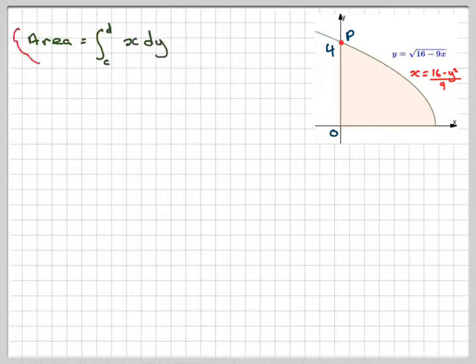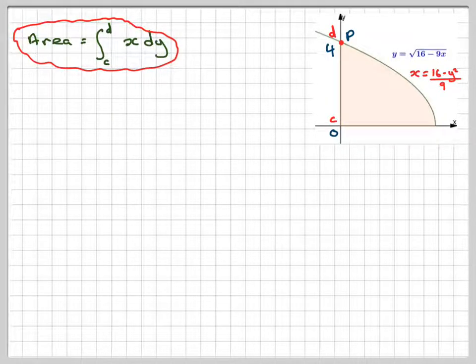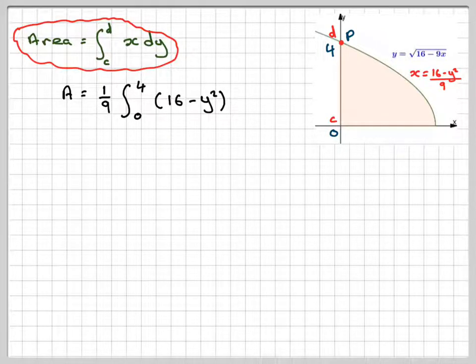Right, so using this idea that the area is equal to the integral from c to d of x dy, and we now have x as 16 minus y squared over 9. Now to deal with the 9, we can take it out of the integral sign, so it will be 1/9, because this is over 9, times the integral from 0, which is the lower limit, to the upper limit, which is 4, of my function 16 minus y squared. But don't forget to put the dy in. So when you're doing this type of question, you have to set up the integral correctly.